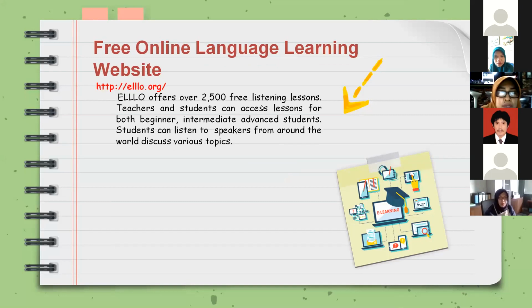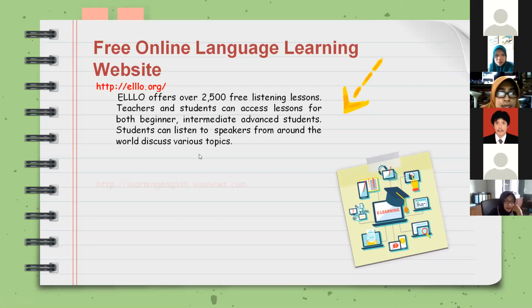The first one is Elo. This one is, I think, very special. It can cater to cultural diversity, because on this site we can find listening materials from students who are learning English all over the world. They are sharing their experience as students learning English, based on their own experience in their home countries. So I think a lot of us can benefit from seeing how people from different countries learn English. This is quite useful for our students.